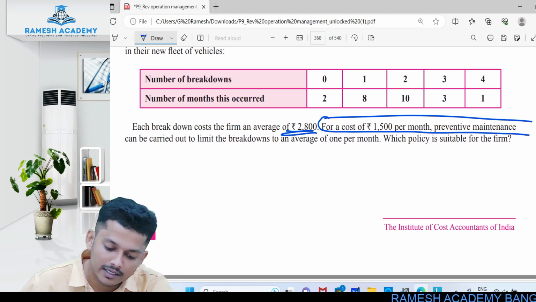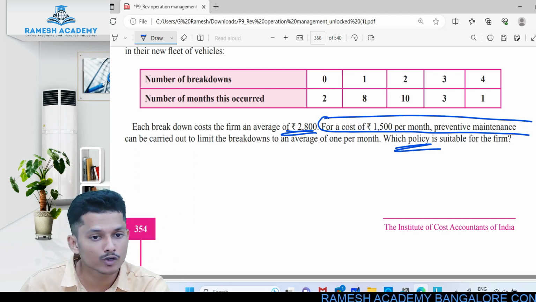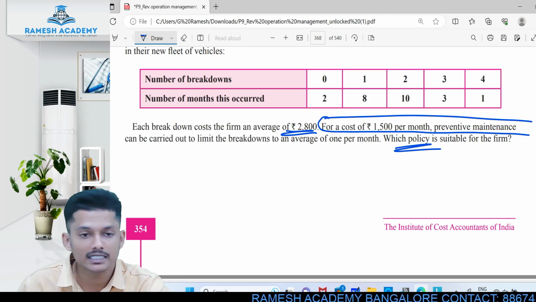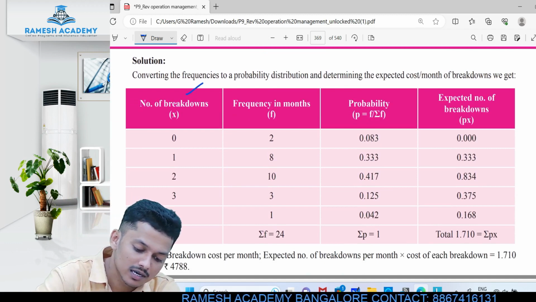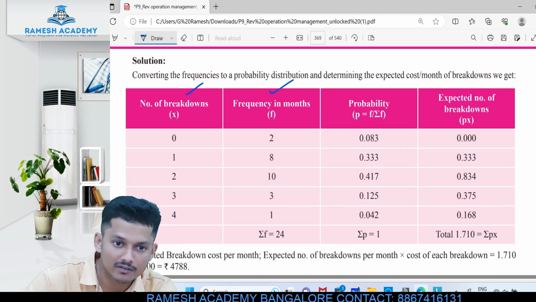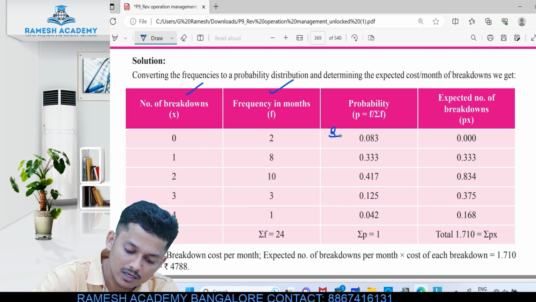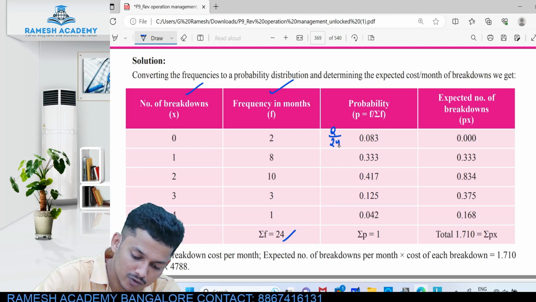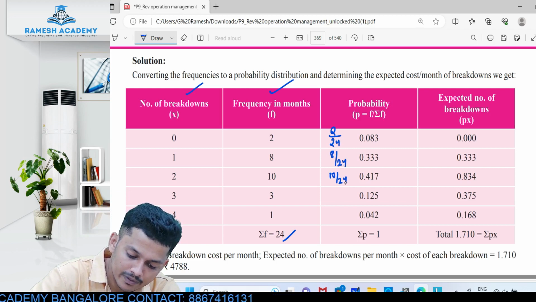Okay, and then which policy? There are 2 methods under this. One is breakdown cost and the other is preventive cost, you have to separate them. Whichever is less, that is the best policy to ascertain. Now see, take the breakdowns and then frequency in months. For frequency in months, you have to take a probability. Probability means first 2 by, what is the total? 2 years means 24 months, no? So 2 by 24, 8 by 24, 10 by 24, 3 by 24, 1 by 24.